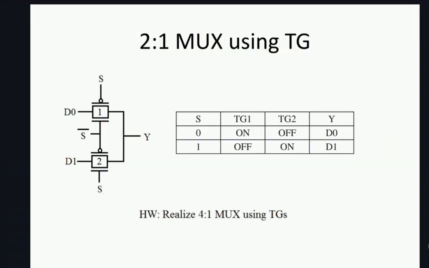You can realize a 2:1 MUX using the transmission gate as shown here, that is using D0 and D1 as the inputs given to the two different TGs, and the select lines as shown here. When the select line S is equal to 0, that is it is low, then TG1 will be on and TG2 will be off, and the output Y will be the same as D0, the input of TG1. And when select line S is 1, TG1 will be off and TG2 will be on, and the value of Y, that is the output, will be the same as the input of TG2, that is D1. This is how we can realize a 2:1 MUX using TG. We can also realize a 4:1 MUX in a similar way. You can try it.